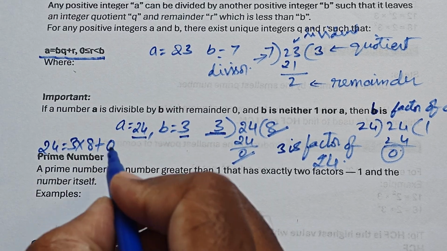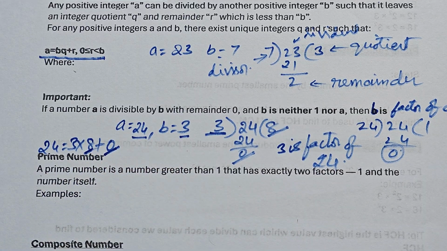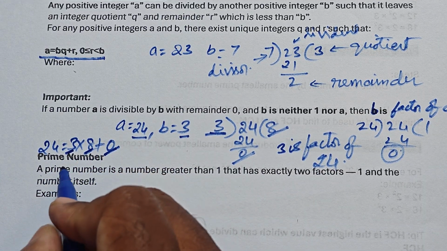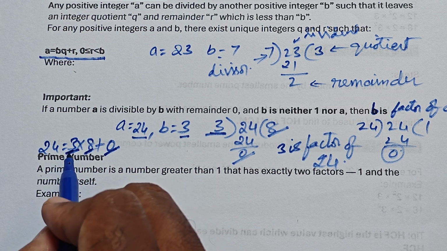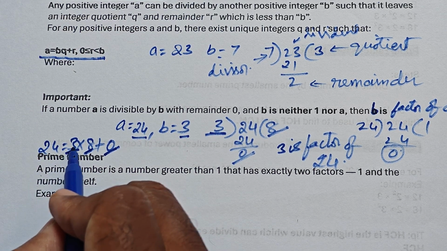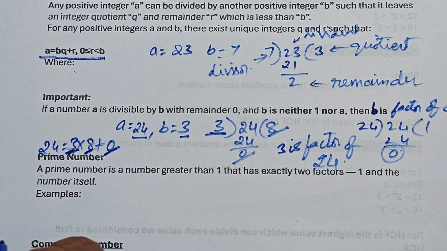So, whenever the remainder is 0, the quotient is above 0 and the divisor is not 1 or not the same as the given number, in that case, the b value becomes a factor of a.